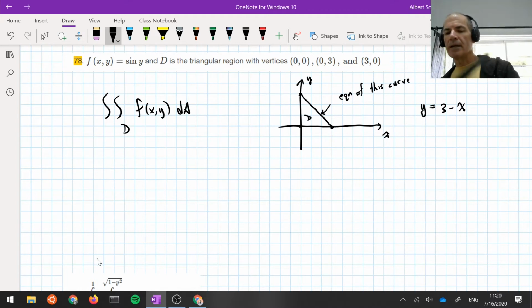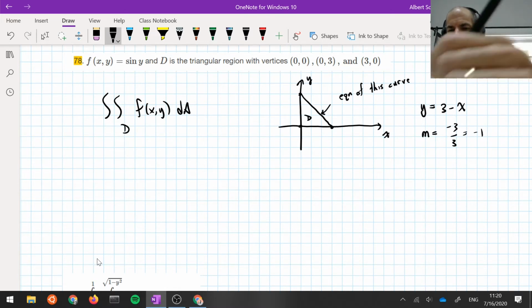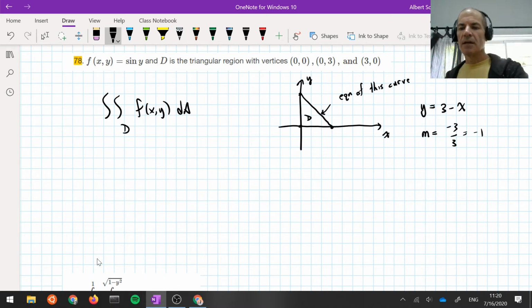If you're unsure about that, you can go through the process of computing the slope. The slope here is going to be, let's see, negative 3 over 3, aka negative 1, and then use the point-slope form. So I'll leave that to you. Here we get y equals 3 minus x. If we're going to do this as a type 2 region, then we need to solve for x in terms of y. And in that case, x is equal to 3 minus y.